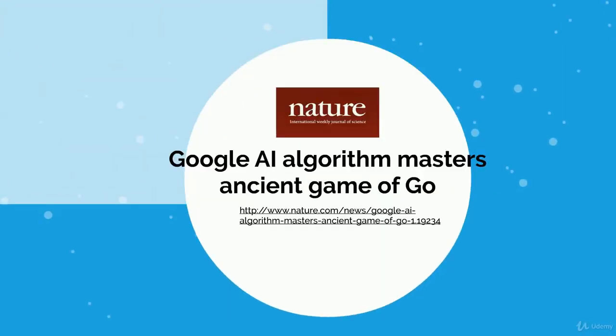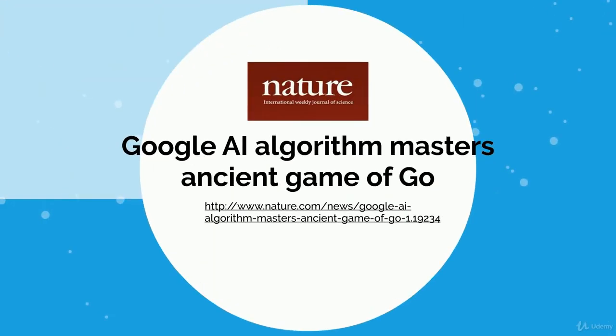And so I said I wanted to include articles about current advancements. This article is about a year old, but it's definitely worth a read. In this article, which appeared in Nature, an international weekly journal of science, which is very well regarded, the Google AI algorithm actually beat several professionals at the game of Go. The game of Go has more possible games than atoms in the observable universe. So for an algorithm to be able to play this game and play it effectively is very impressive.